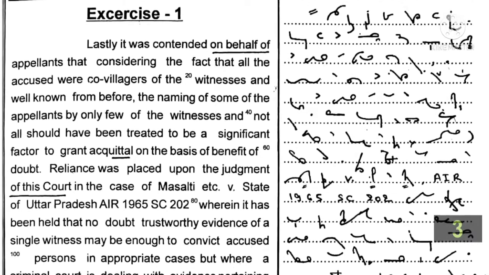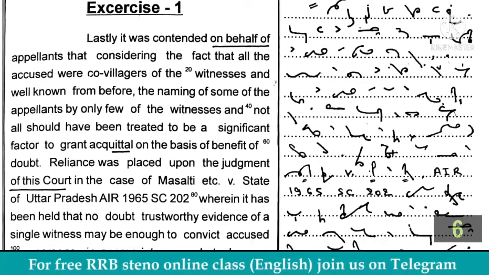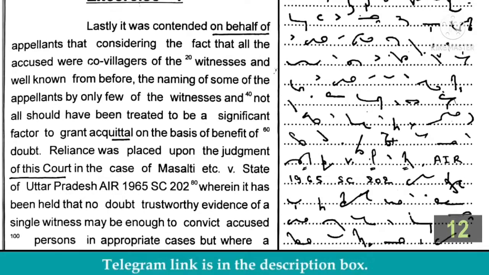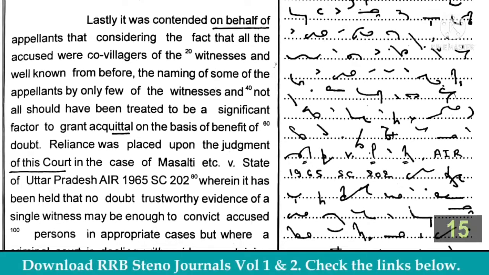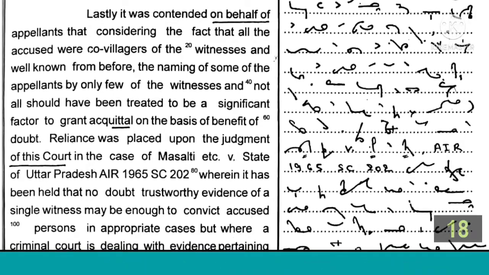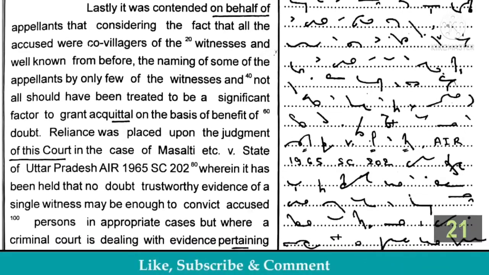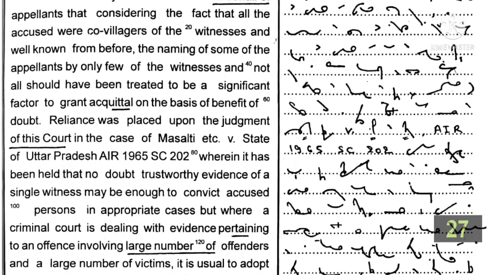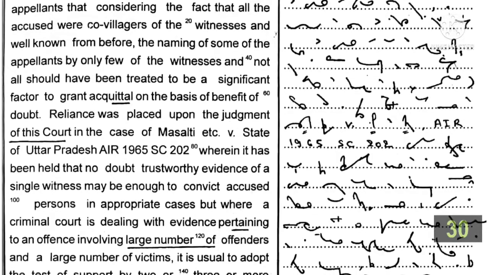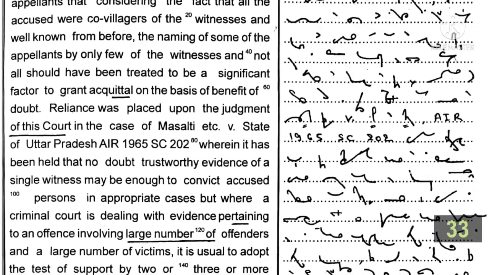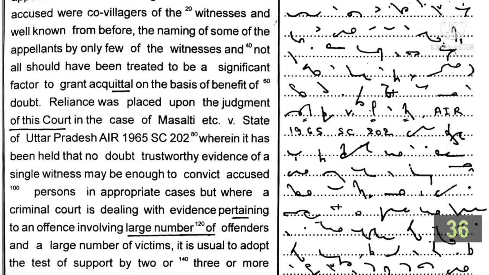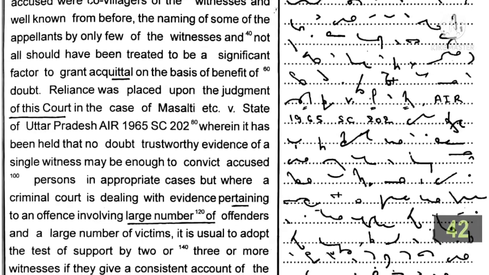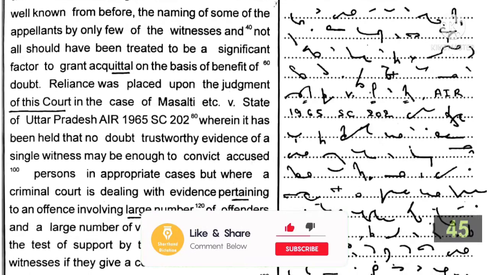Lastly, it was contended on behalf of appellants that, considering the fact that all the accused were co-villagers of the witnesses and well known from before, the naming of some of the appellants by only few of the witnesses and not all should have been treated to be a significant factor to grant acquittal on the basis of benefit of doubt. Reliance was placed upon the judgment of this court in the case of Masalti, etc.